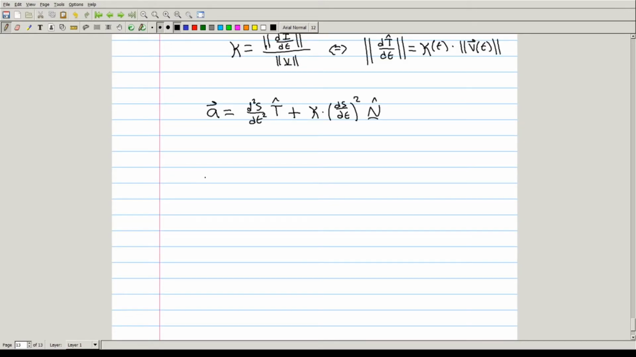And now if we consider the cross product of the velocity vector with a, remember that the velocity vector is the magnitude of itself times the unit tangent vector. We take the cross product of that with this acceleration vector.